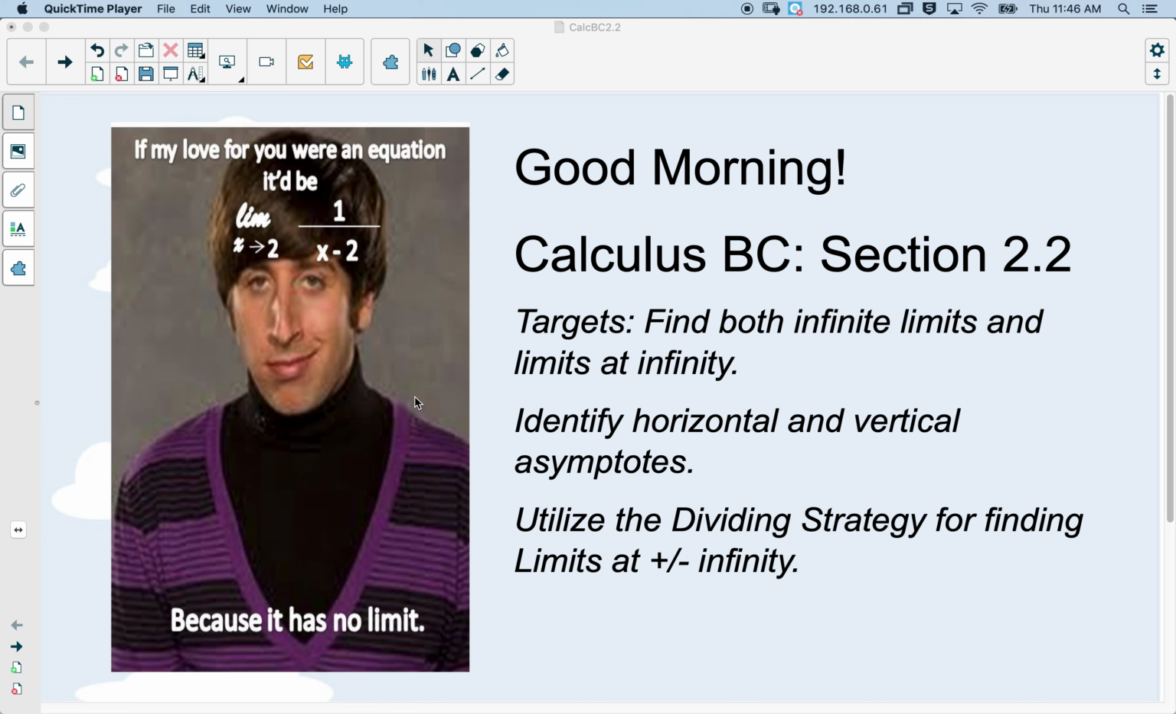Love has no limit. Okay, so our targets are to find both infinite limits and limits at infinity, horizontal and vertical asymptotes, and we're going to use a dividing strategy to find a limit of a rational function.